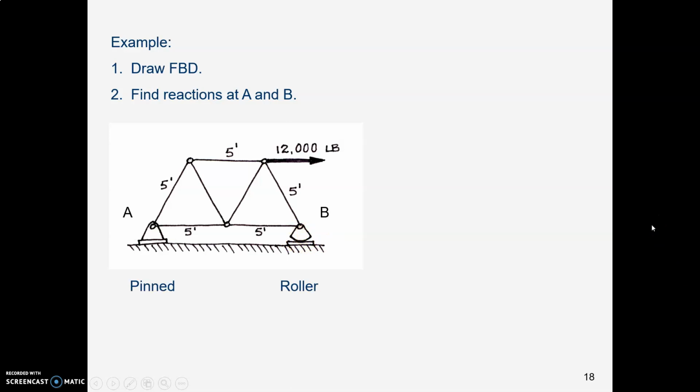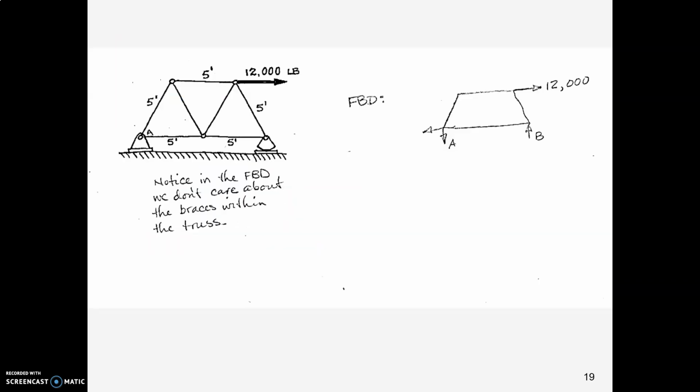Okay, and we're going to draw a free body diagram of this thing. When we draw a free body diagram of this thing, we don't need to worry about these bars in the middle. This is basically a beam shaped like a trapezoid. So that's what I drew there. I've got my 12,000 pound force. I've got, now I'm not sure which direction these reaction arrows go. I'm just kind of guessing.